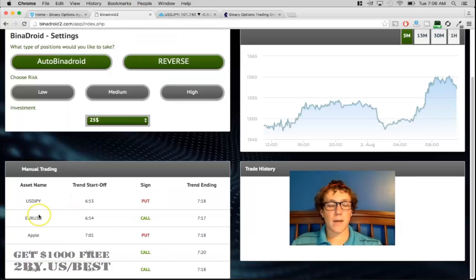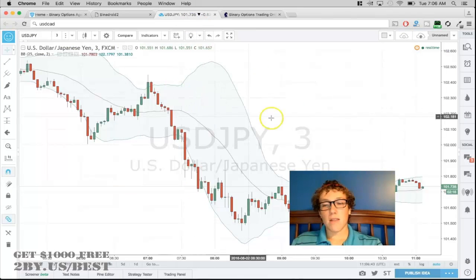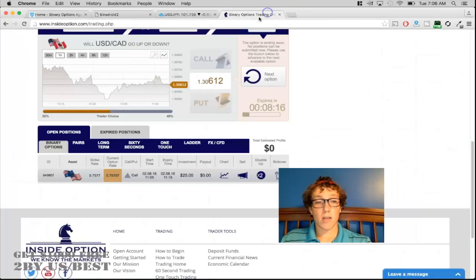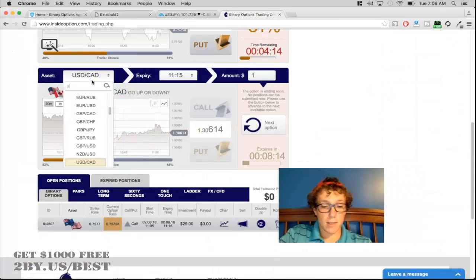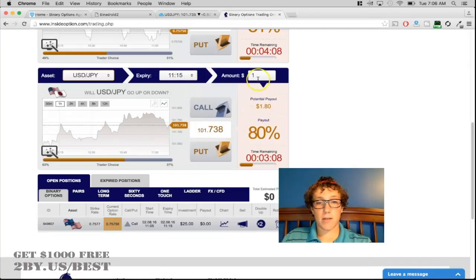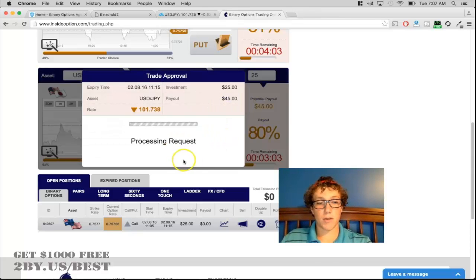Okay, so I just came back, refreshed the page to get some new signals, and we had the USD Japanese Yen here for a put, and 7:18. I don't have that expiry time, so we're going to have to settle with the 7:15 one, and it does look like there has been a solid downtrend occurring right here. So on the USD Japanese Yen, we do have an 11:15 expiry time. That's good. We're making a $25 trade, and that was a put trade.